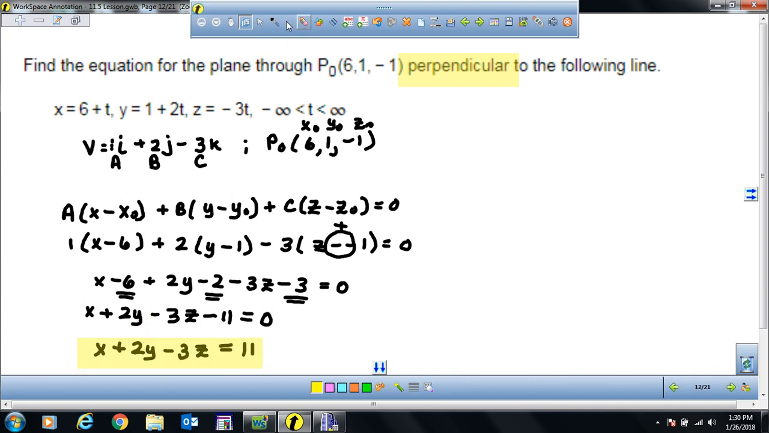So this plane is going to be perpendicular to this vector, but this vector is parallel to this line, so the points on this line are on this vector, right? And it contains the point 6, 1, negative 1. How can we check if it contains this point? Just substitute the values and you will see that it satisfies the equation. 6 plus 2 is going to be 8. 8 minus negative 3, which is 8 plus 3, is equal to 11. So it contains that point. Okay.